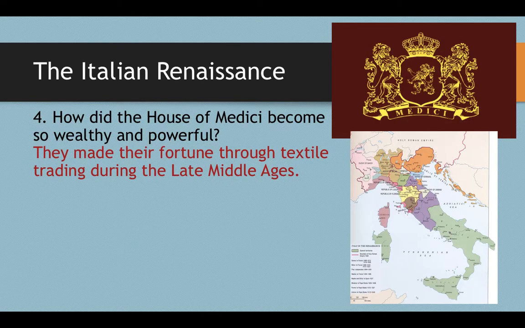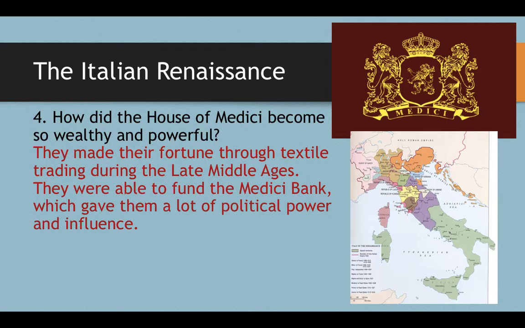Now, the House of Medici became wealthy and powerful through trade. They made their fortune through textile trading during the late Middle Ages, both with the Ottoman Empire and with other countries around them. So they were able to fund the Medici Bank. After they had made their fortune, they made even more of a fortune through banking. And this gave them a lot of political power and influence.